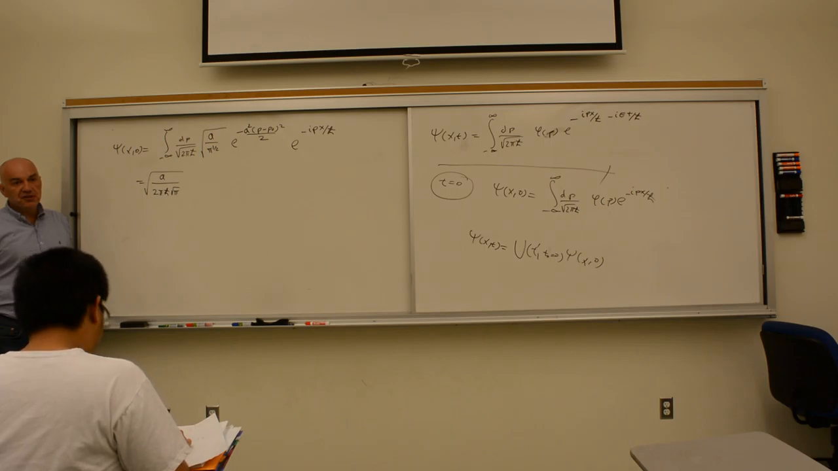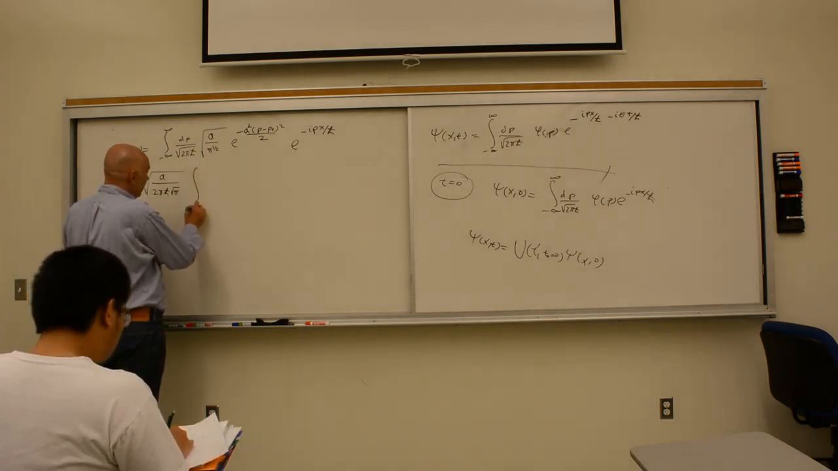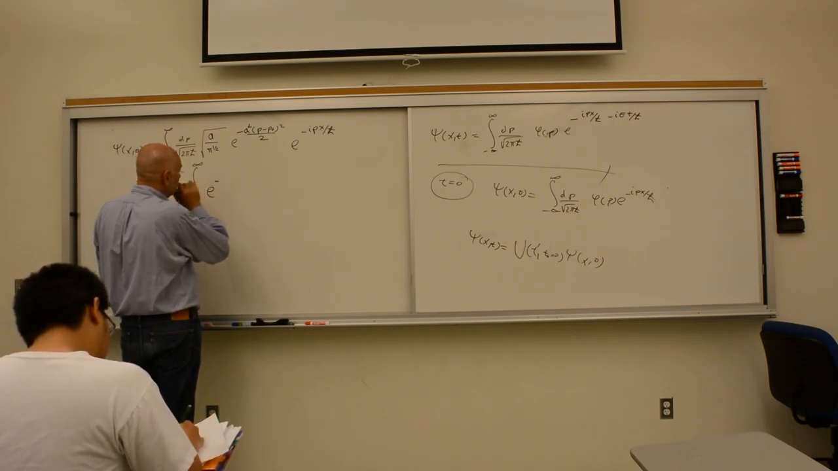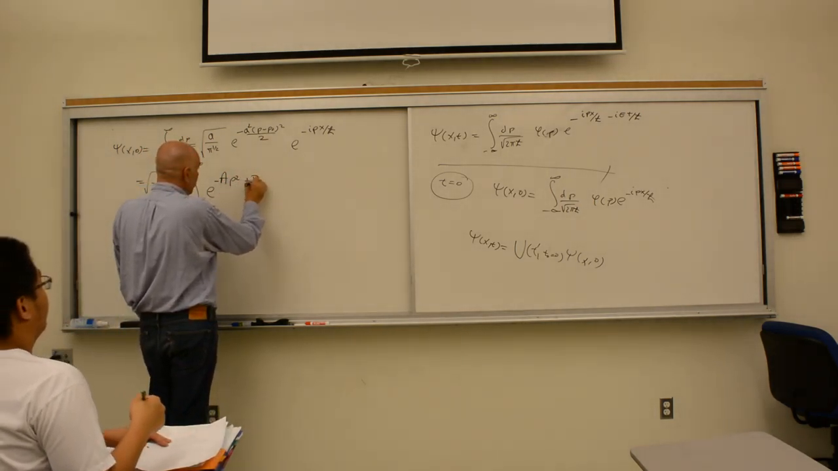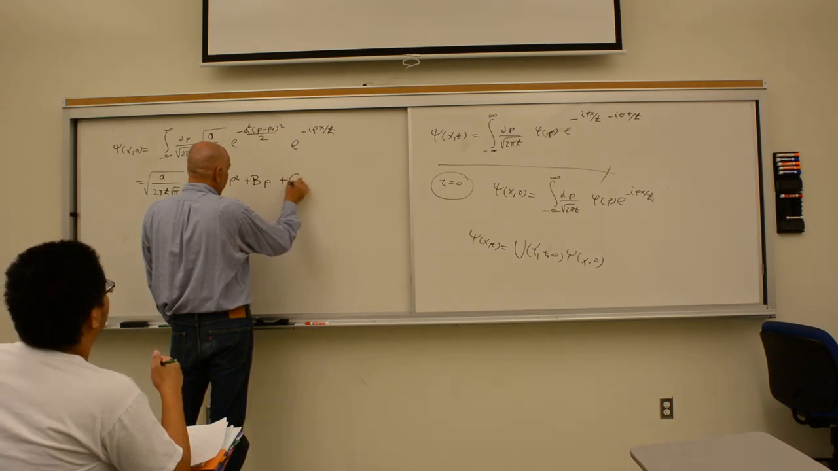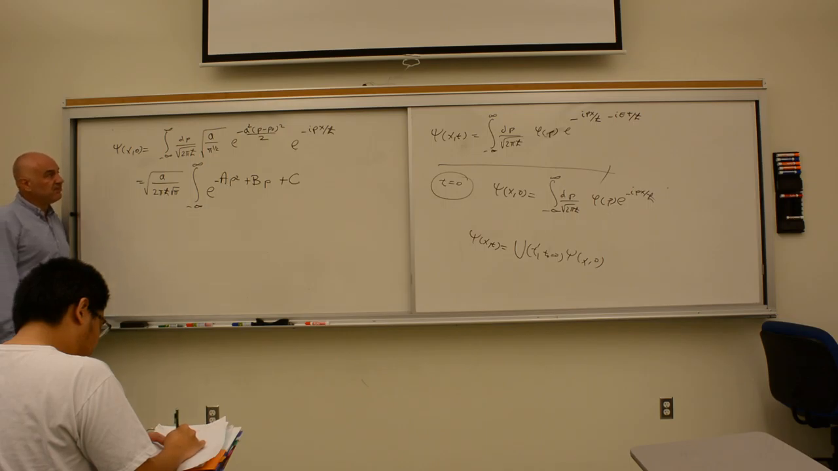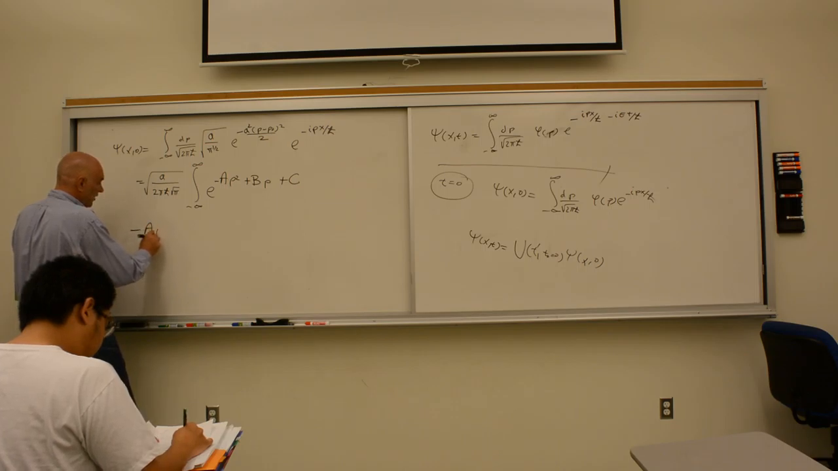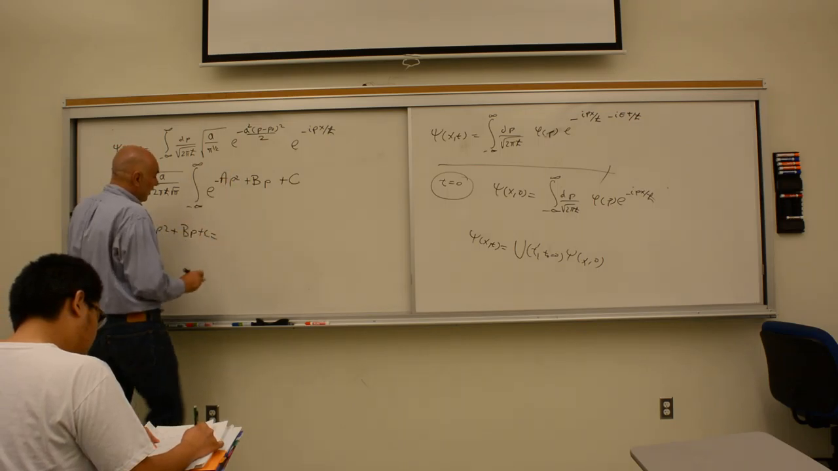Let me pull the stuff which is constant in front. So I have A over 2 pi h bar square root of pi, like this, right? And then I have an integral from minus infinity to plus infinity of e to the minus a p squared plus b p plus c.